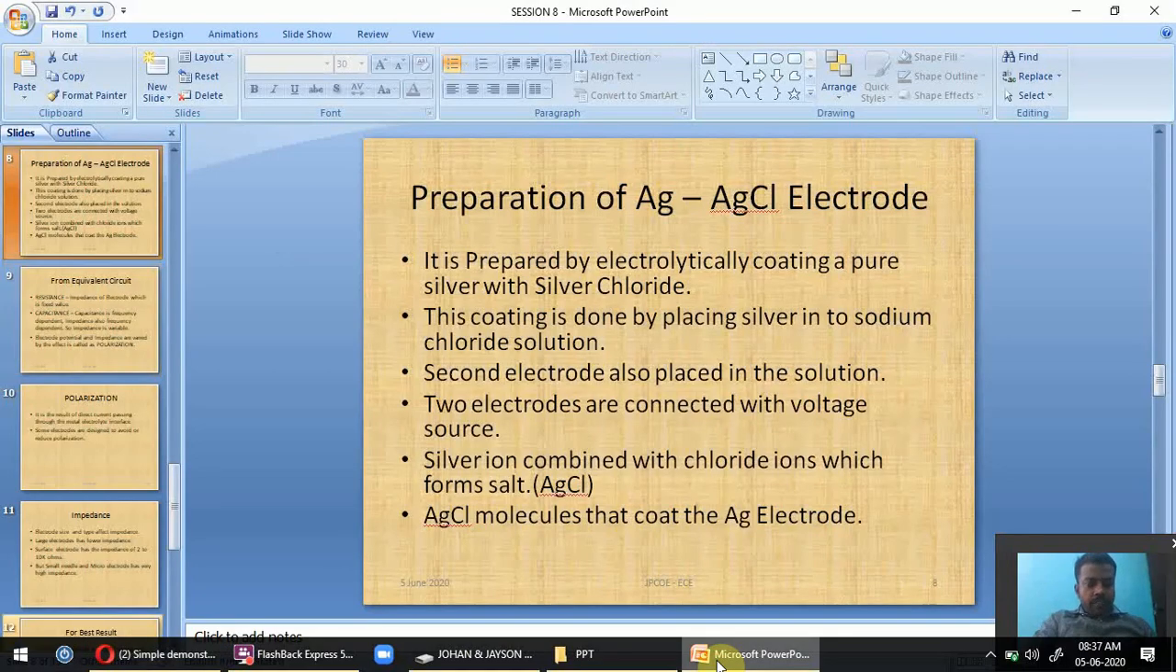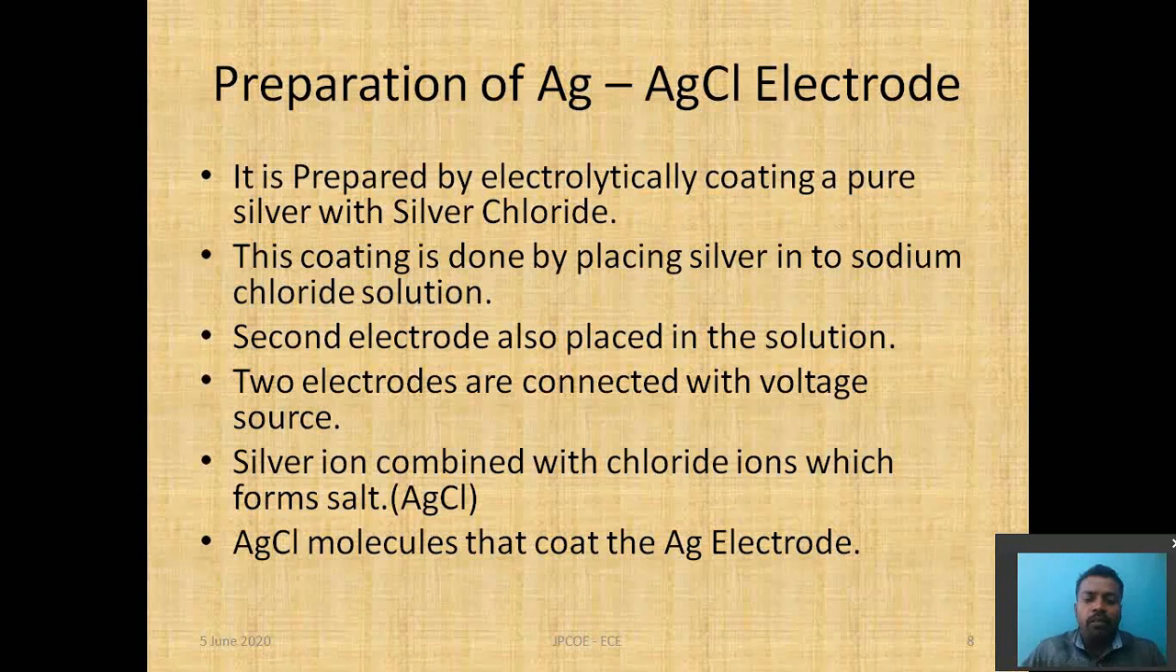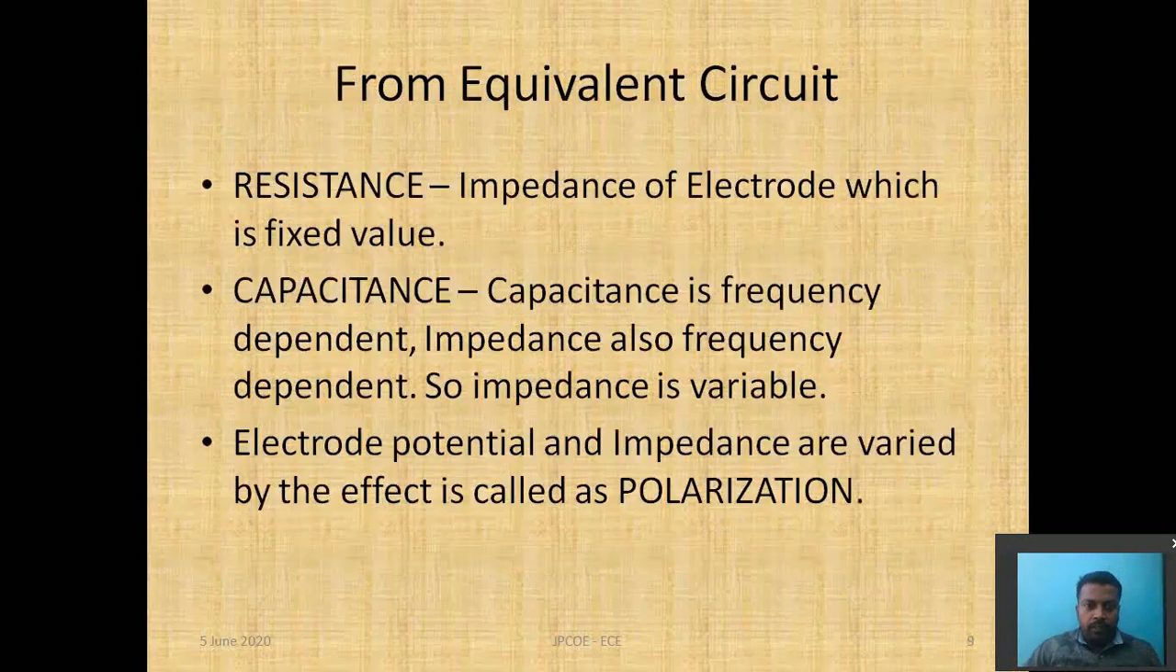So the same way the silver chloride electrode is prepared. Next, from the equivalent circuit, we want to see the resistance and the impedance of the electrode. Resistance is a fixed value, but impedance varies with respect to frequency. The capacitance is frequency dependent, so the impedance is also frequency dependent, and therefore variable.